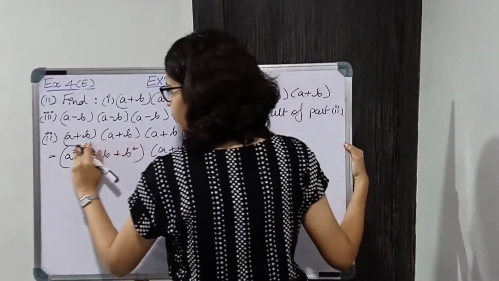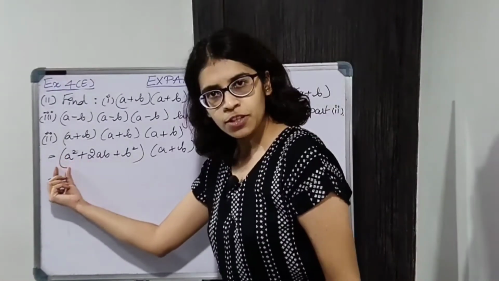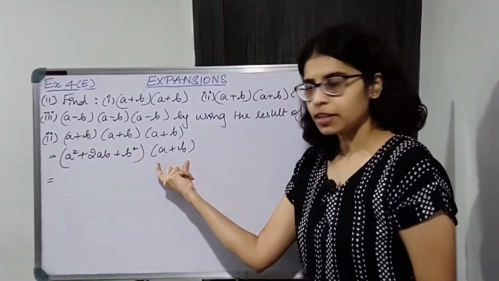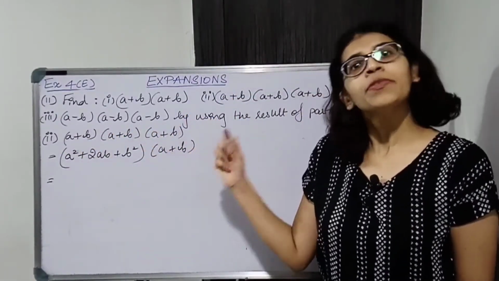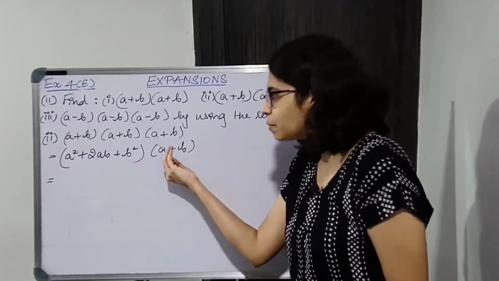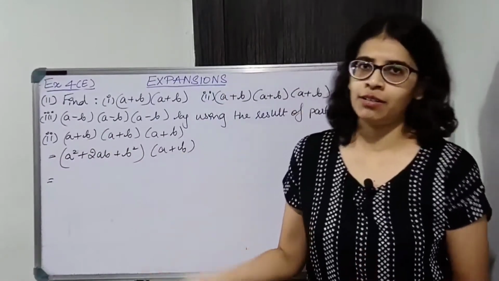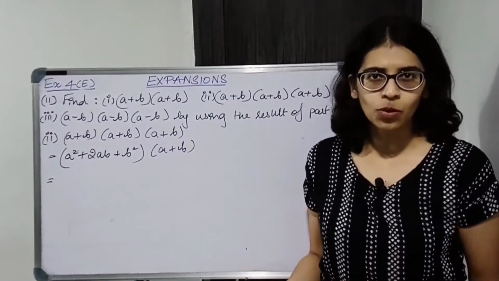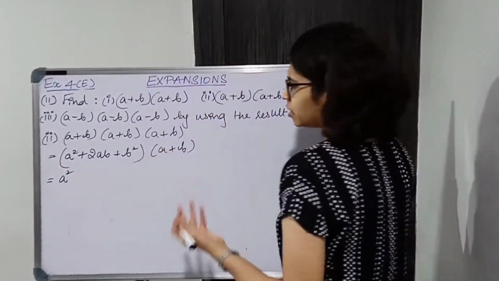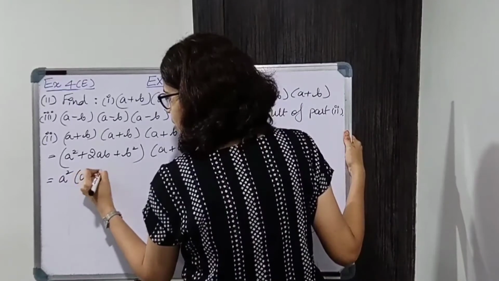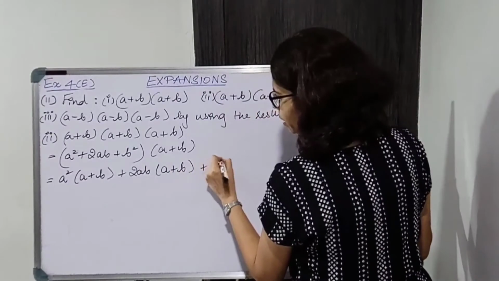Now you can open the first bracket and multiply each term with the second bracket. So A square into A plus B, 2AB into A plus B plus B square into A plus B. Or you can open the second bracket and multiply A into this bracket plus B into this bracket. You're going to get ultimately the same answer. So I'm expanding the first bracket. You can expand the second bracket, it does not matter. A square into A plus B plus 2AB into A plus B plus B square into A plus B.